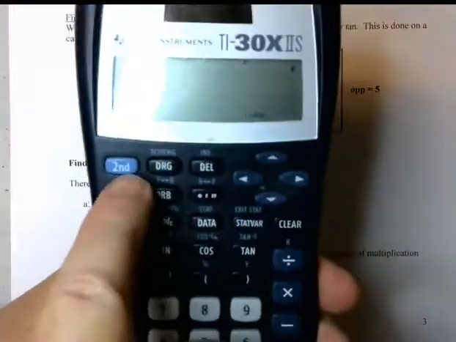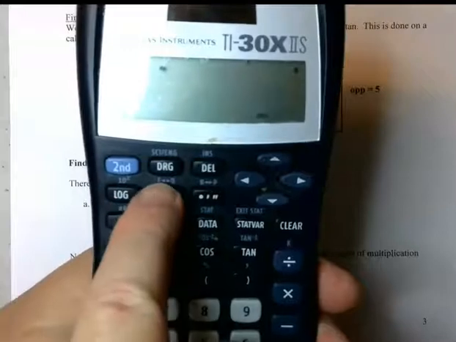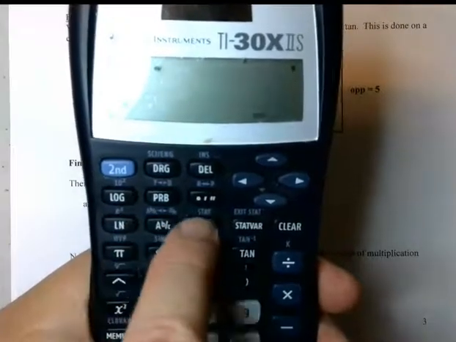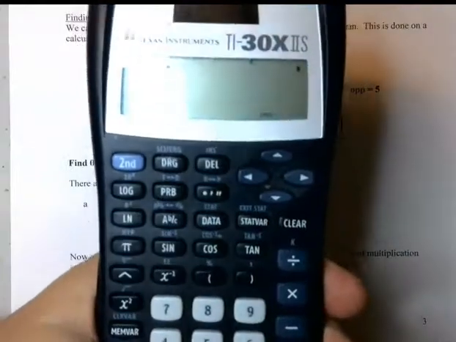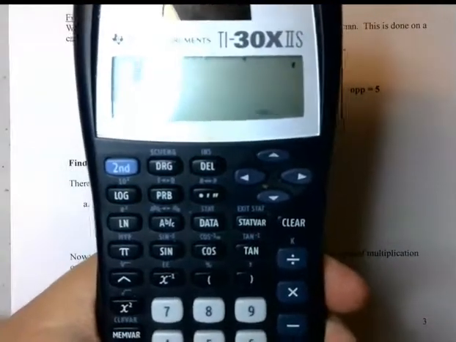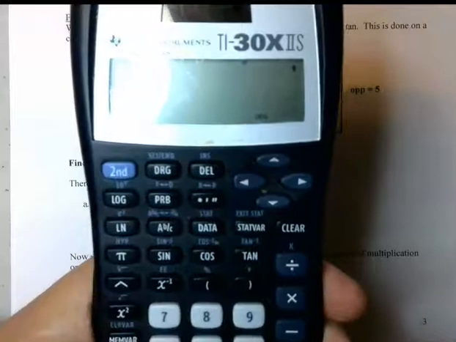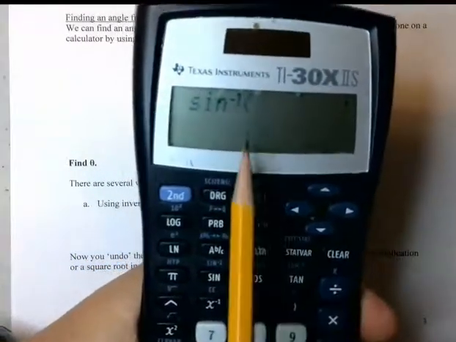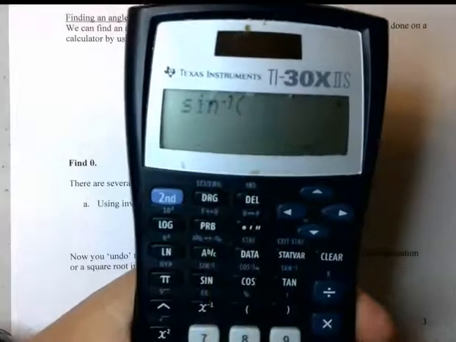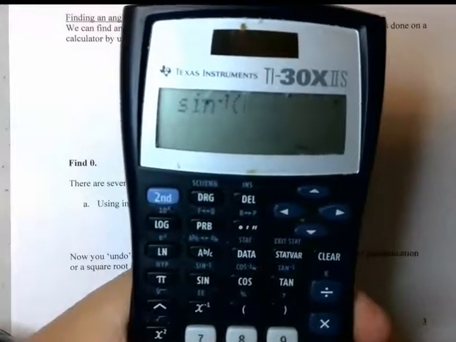What this second button, this light blue button, does is activate all of these functions that are up above the keys. Those are called the secondary functions. So if we wanted to do the inverse sine, we would hit second, and then hit sine, and there you can see that's the way you would show an inverse sine, sine to the minus 1. So that's either called arc sine or inverse sine.